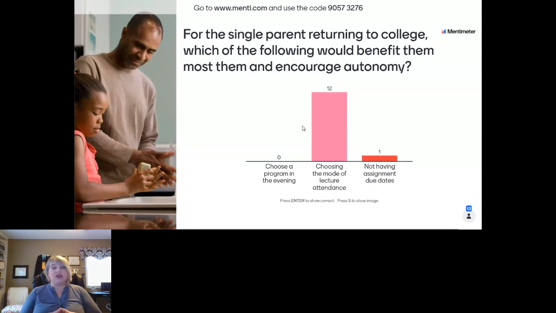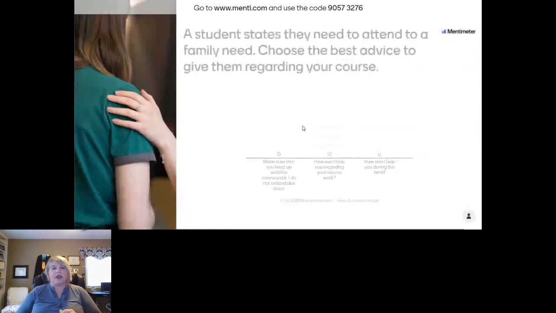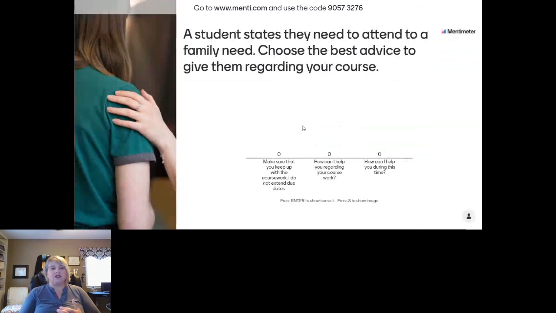Not having assignment due dates, I do that. I do that as well. I provide due dates for the students who need them and allow the students who don't need them the option. And there's not a lot of research around that right now, and I'm kind of on the fence of its efficacy. I'll look into that in the future, but the HyFlex course model is definitely something that we need to do in the community college system.